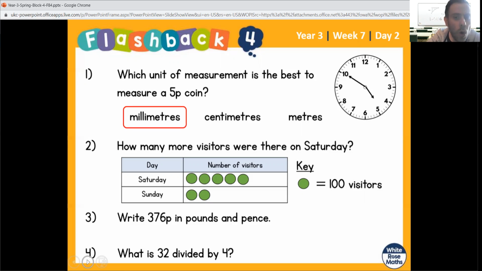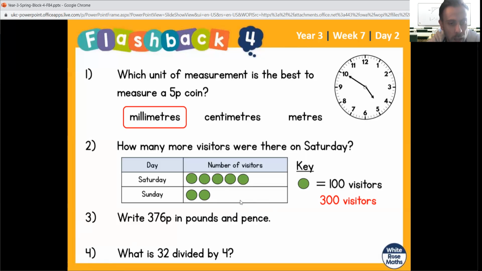Next up, how many more visitors were there on Saturday? So we've got a little bit of a pictogram here, a little bit of a chart. We've got Saturday, Sunday, number of visitors. Doesn't say where to, museum or the zoo or something. And each circle, if you look at the key, is actually not worth 1. It's worth 100 visitors. So if we look at Saturday, it's got 1, 2, 3, 4, 5, 500 visitors. Sunday has got 200 visitors. That means there must be 300 more visitors on a Saturday. It's probably the busiest day.